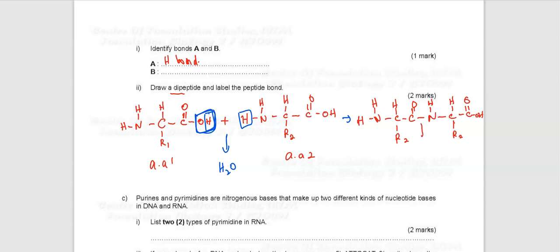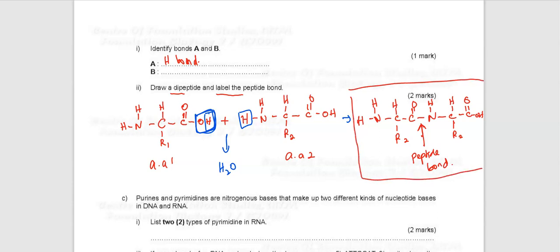So the second question is you have to label. You have to specifically point out where the peptide bond is. It is between the carbon and the nitrogen here. So just label it peptide bond. So this is the correct amino acid. You have to draw it properly to get the 2 marks.